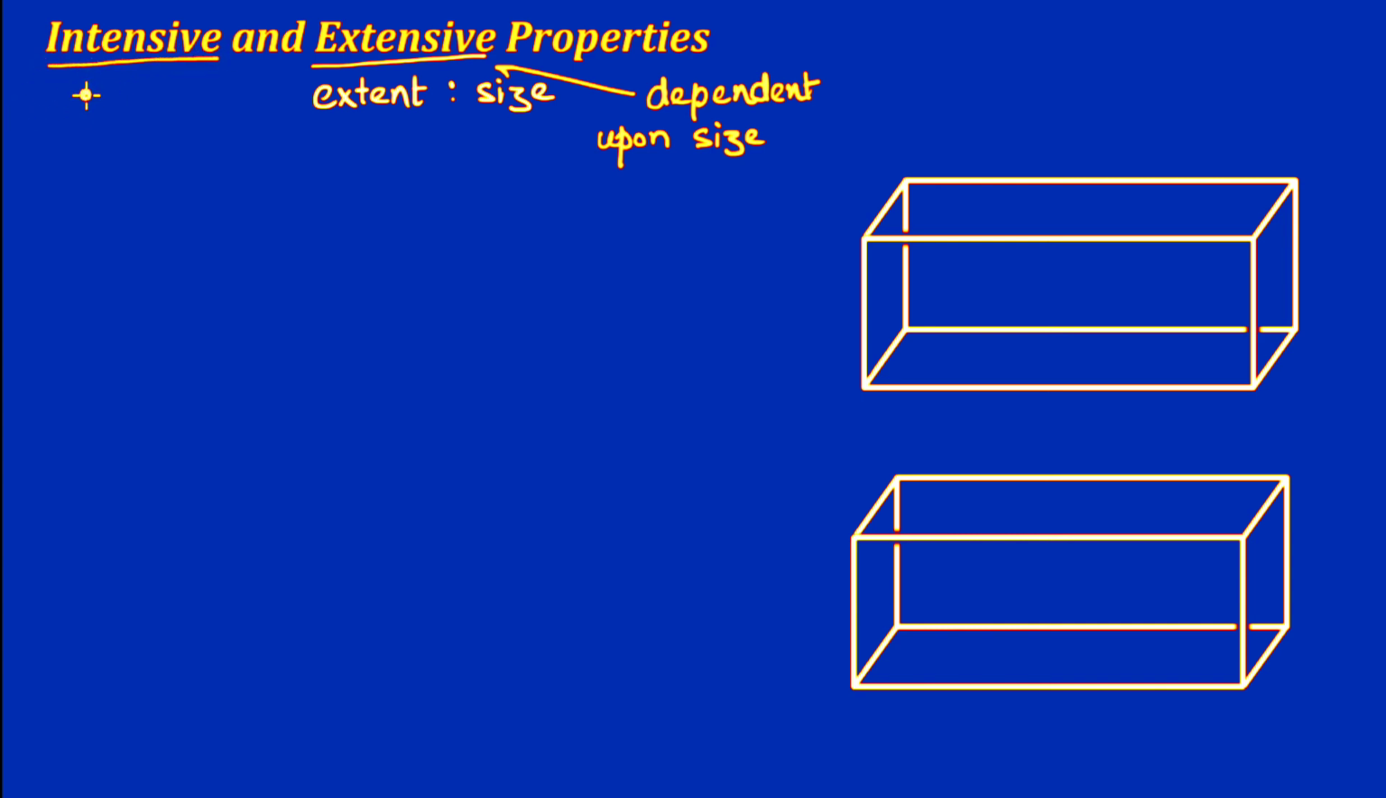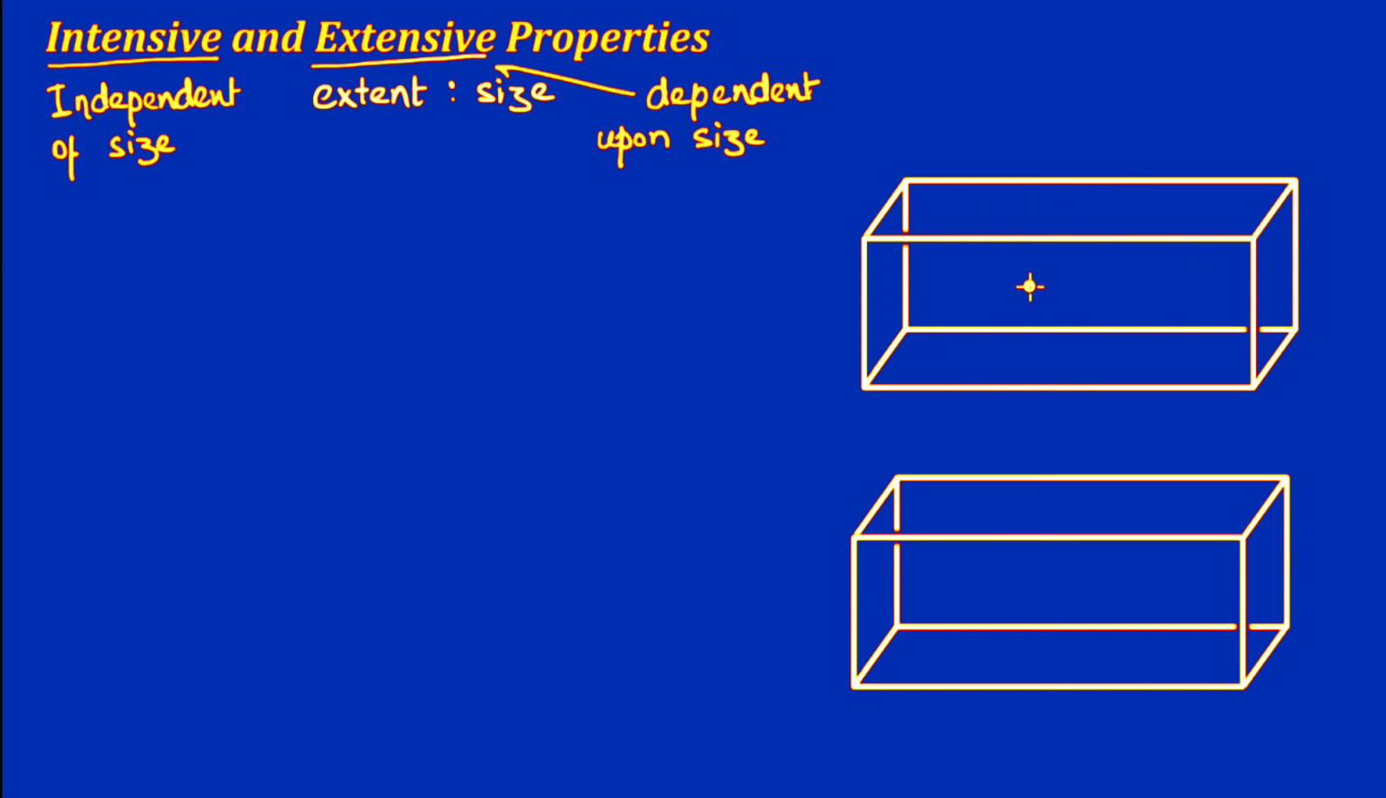While size-independent properties are known as intensive properties. In other words, intensive properties don't change with the change in amount of the substance, and extensive properties change with the change in the amount of substance.